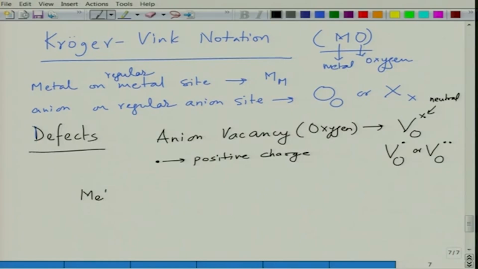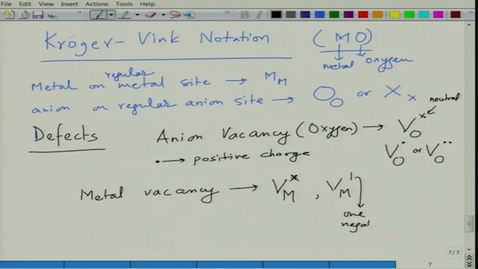Similarly, a metal vacancy will be VM. Again, neutral would be VMX. If it is charged, then it would be VM dash, which is one negative charge. If it is doubly charged, it's VM double dash. If it's triply charged, it's VM triple dash. So for example, for Al3+, you can have up to VM triple dash. For zirconium, you can have VM 4 dash. For niobium, you may have VM 5 dash, because their valences are +3, +4 and +5. So that is how it will change depending upon the valence.